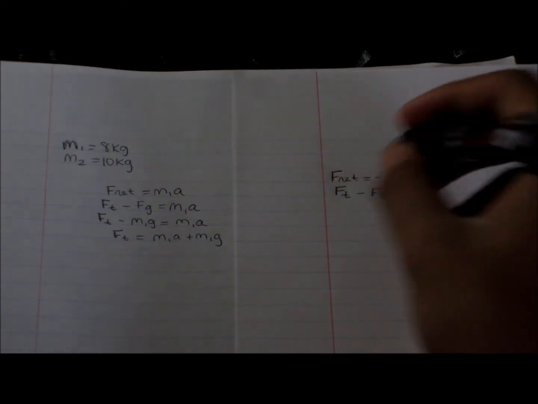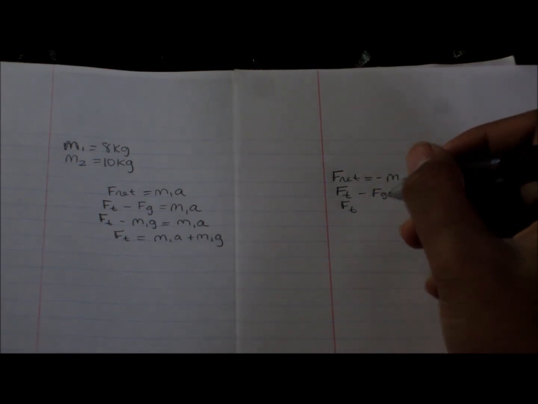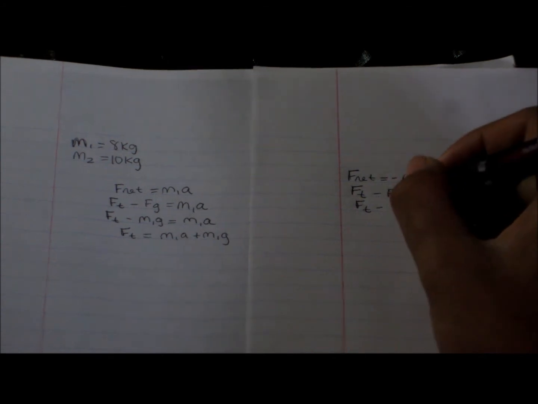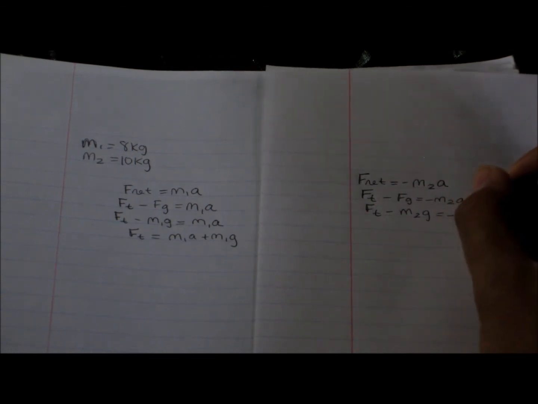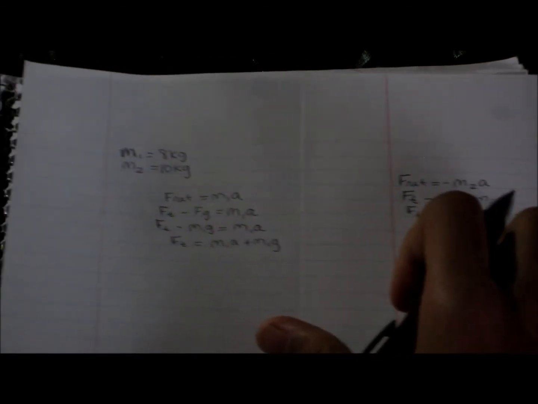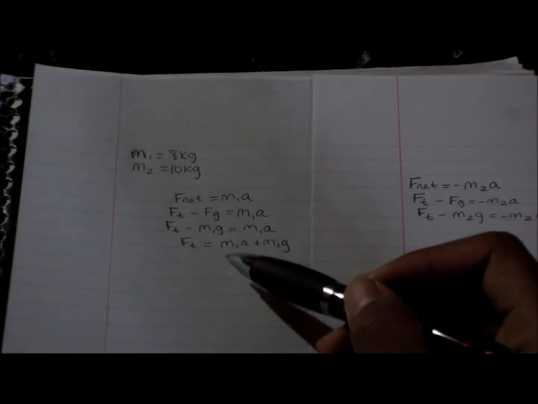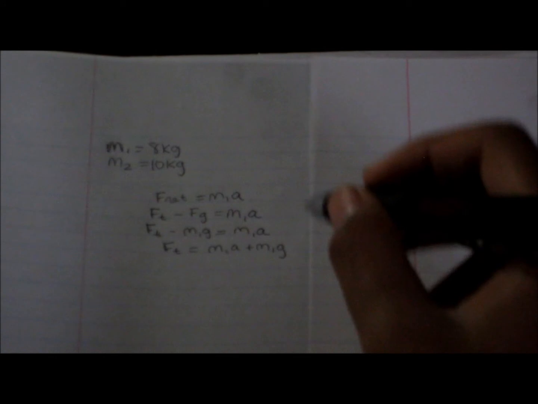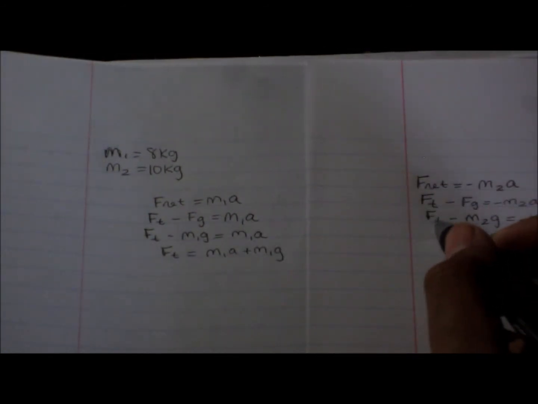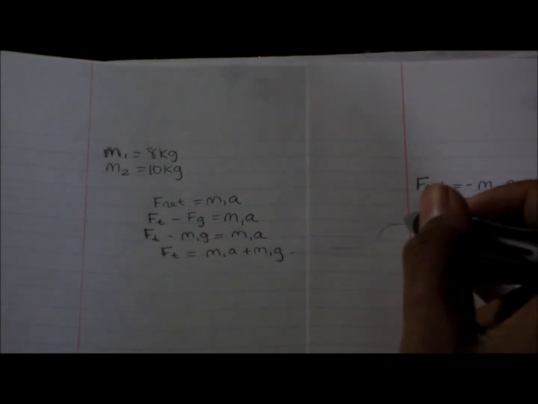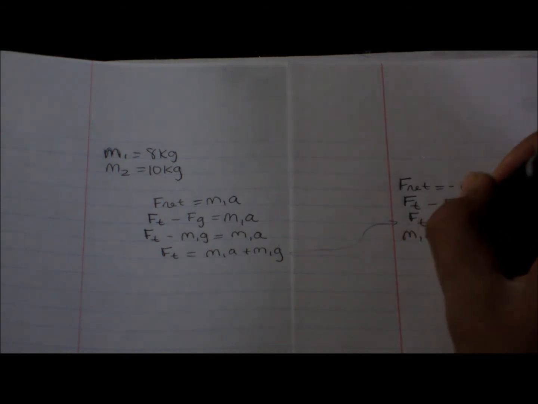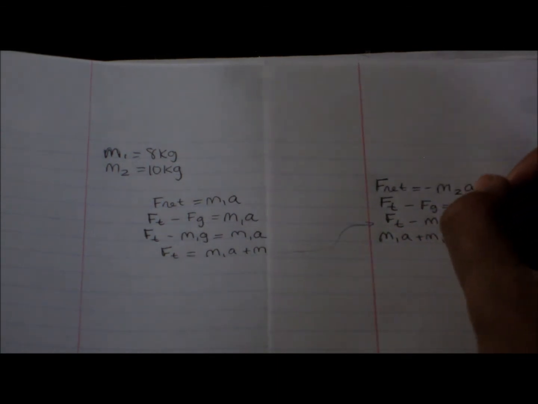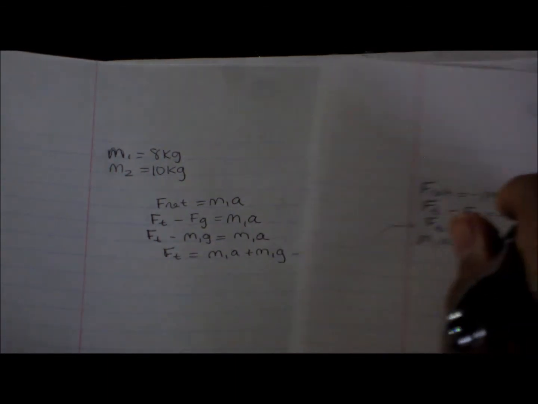Once again, just like the first part of the problem, we can rewrite Fg as m2g, since this is the second mass, not the first mass. So Ft minus m2g equals negative m2a. Now, if we look at the first equation we had, we solved for Ft as being m1a plus m1g. We can take this equation for Ft and plug it in here. So if we plug this in, we get m1a plus m1g minus m2g is equal to negative m2a.